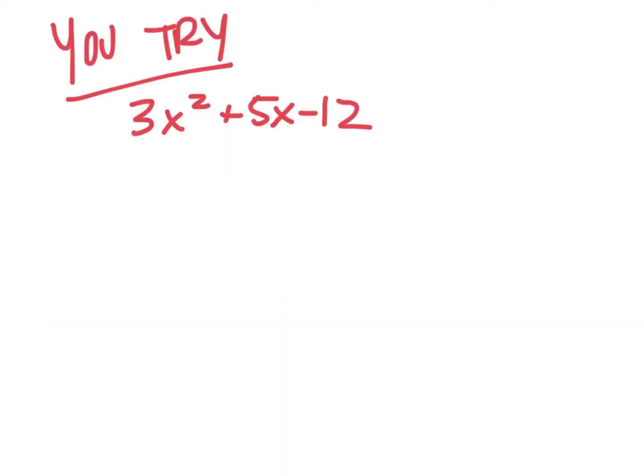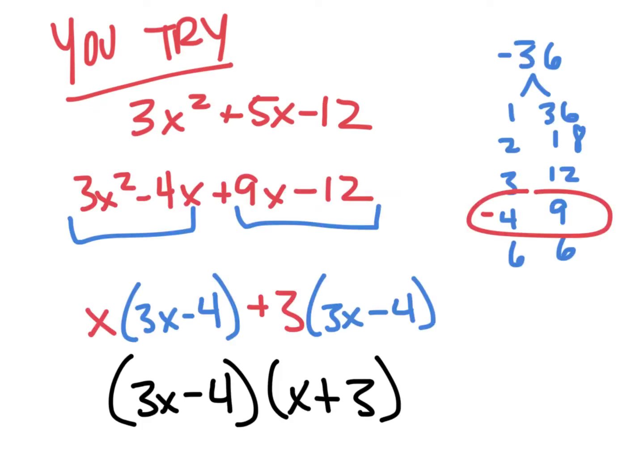All right, go ahead and pause the video and give this a try with 3x squared plus 5x minus 12. All right, and your final answer should have come out to 3x minus 4 times x plus 3. You're welcome to pause the video if you want to copy this down.